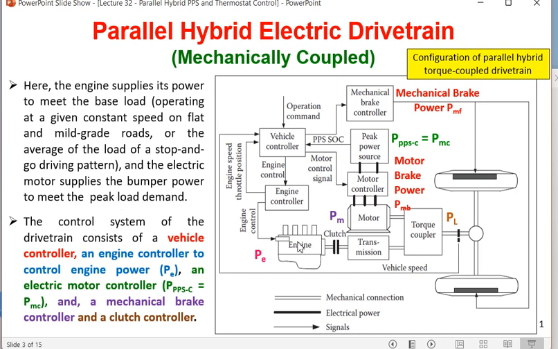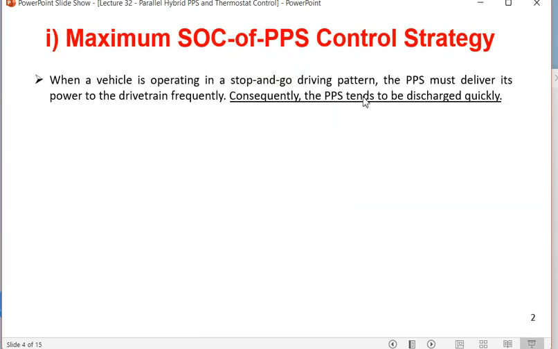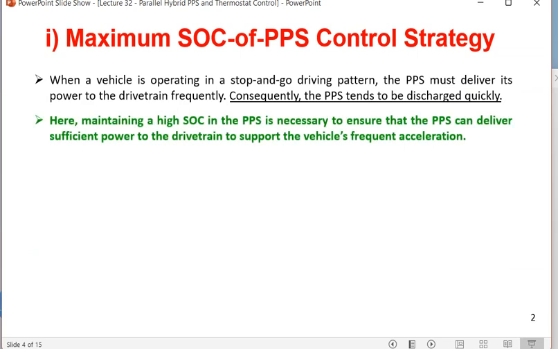So generally the base load is supplied by the engine, and whenever there is too much power demand, at that time engine power is mixed with the bumper power from the PPS, and then the total PL is satisfied by the vehicle. And there are mainly 4 controllers you are finding: vehicle controller, engine controller, motor controller, and mechanical brake controller. These are the basics of the maximum SOC of PPS control strategy.